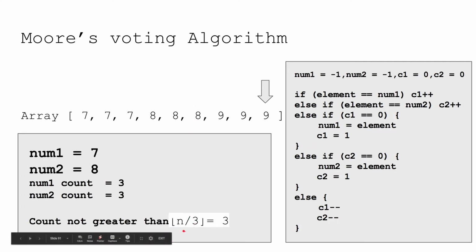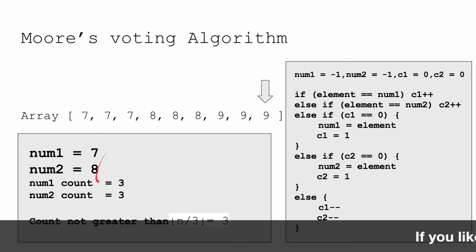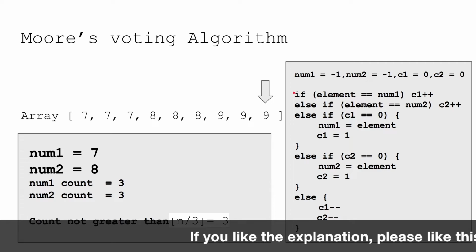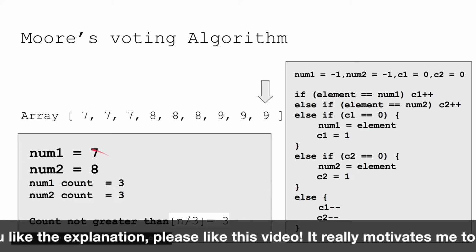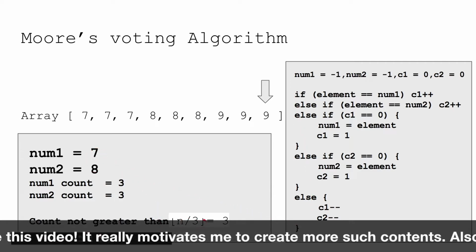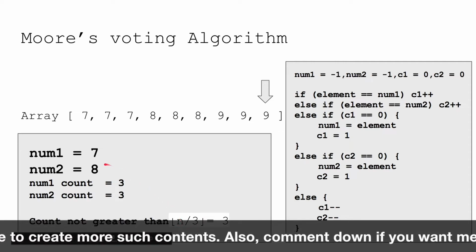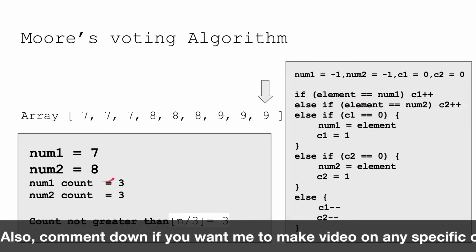Here the floor value of n by 3 is 3, and the count for num1 and num2 is 3, which is not greater than this value. That means these two values are not majority elements. That is the reason why I said that even after these steps, we need to check the count and compare it with the floor value of n by 3, so that we can say whether these are our majority elements or not.